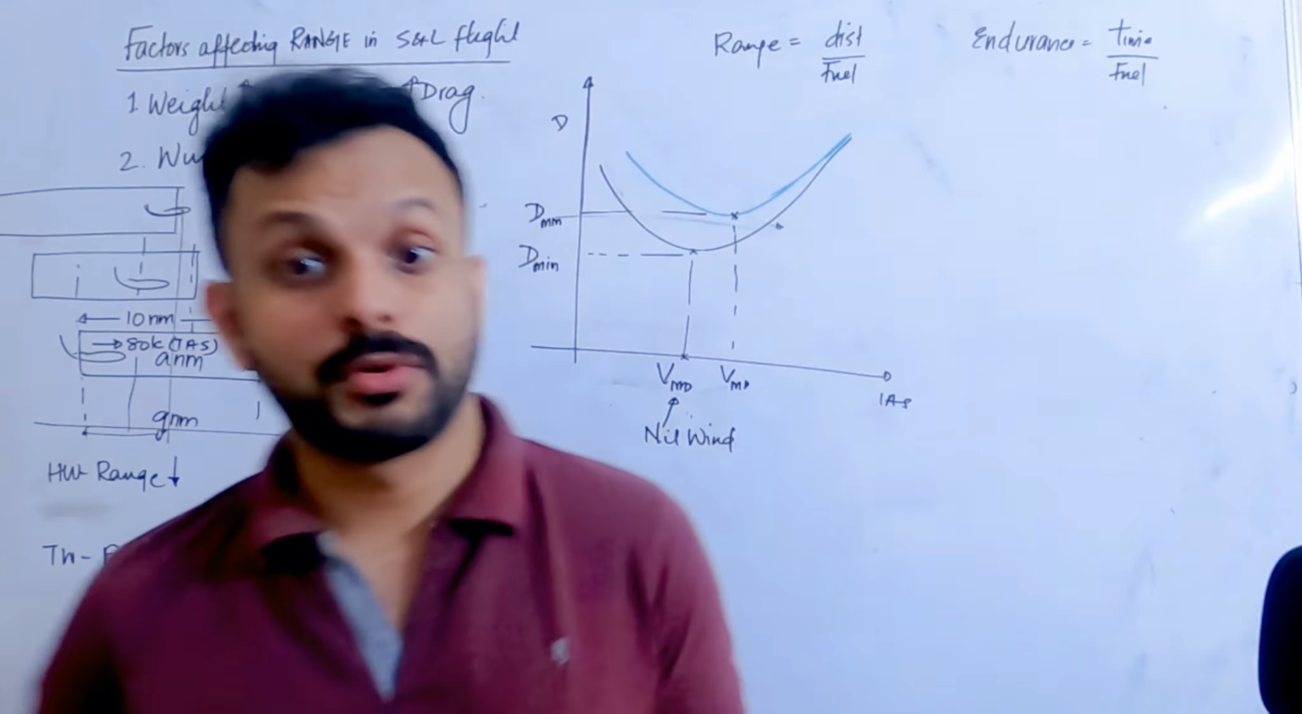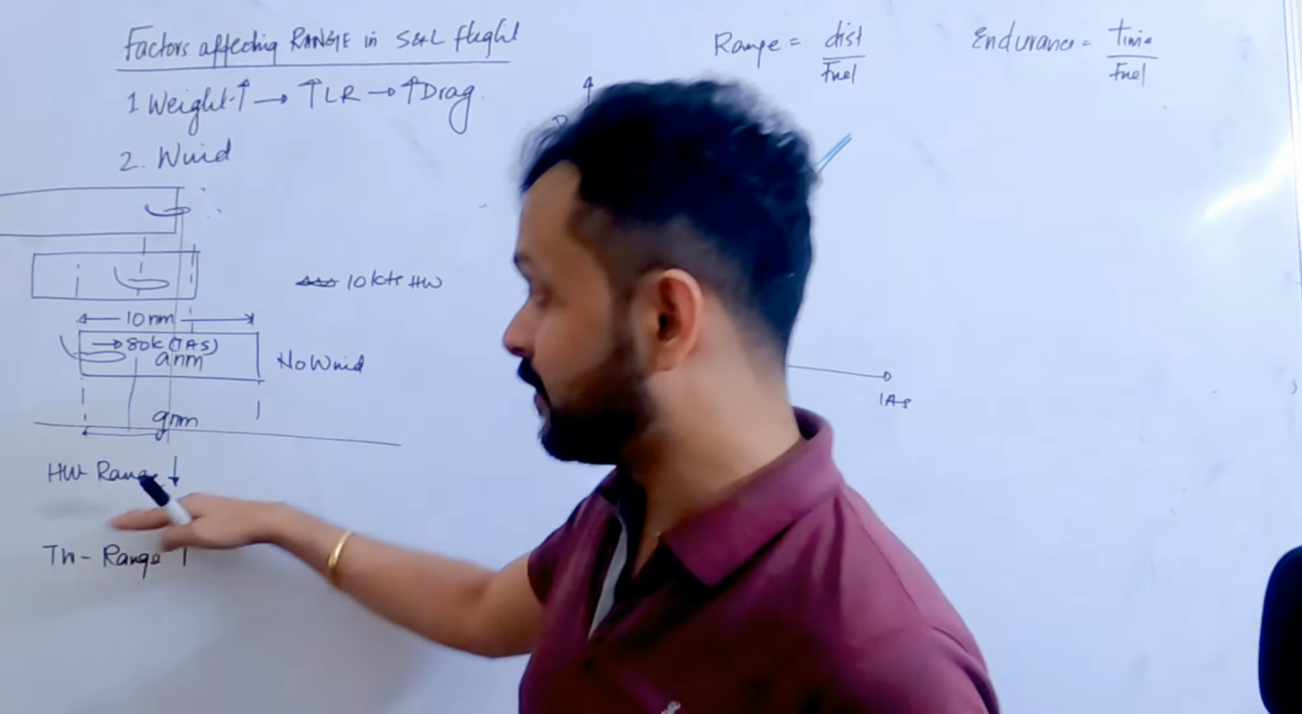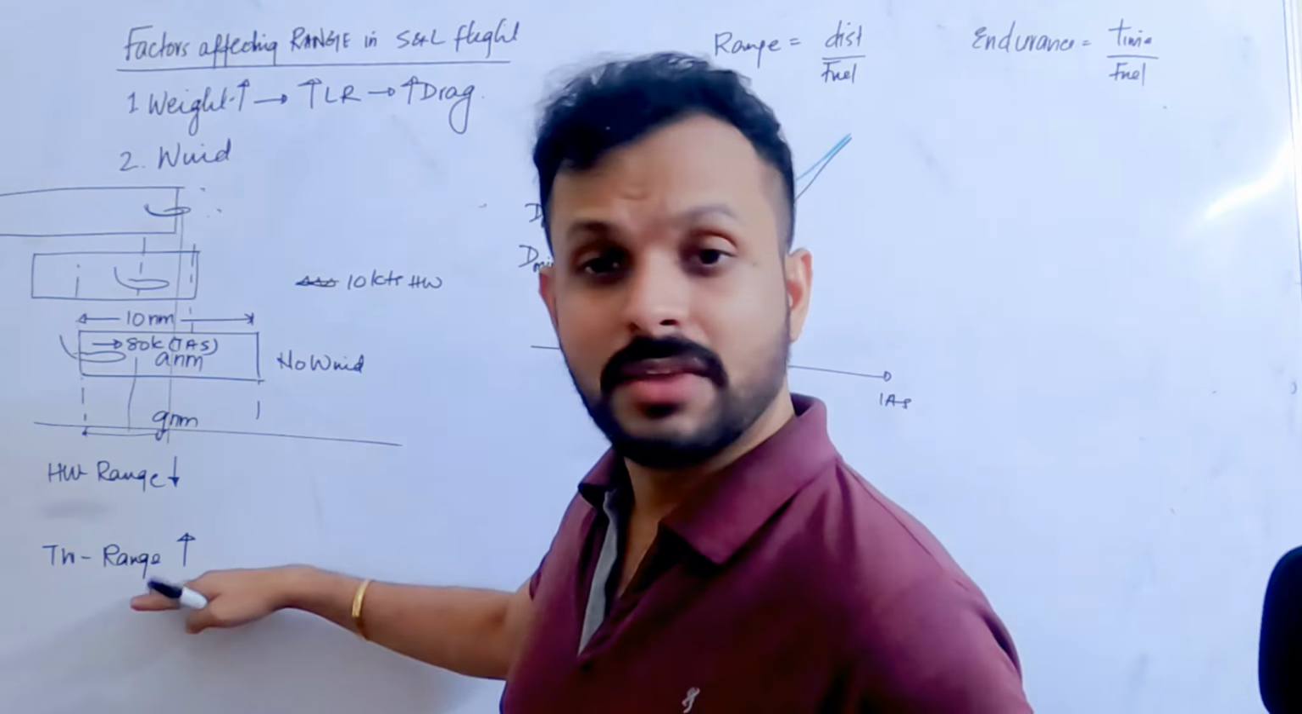All right. See, we were talking about what we spoke in the last class. We were talking about the effect of wind on the aircraft. So I hope you understood why headwind is reducing the range and why tailwind is increasing the range.